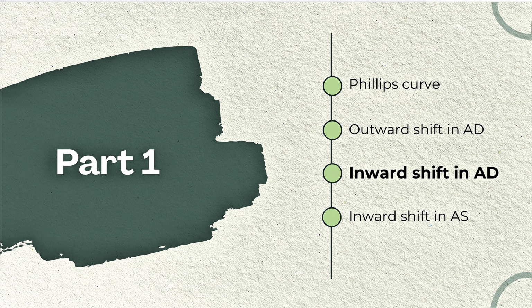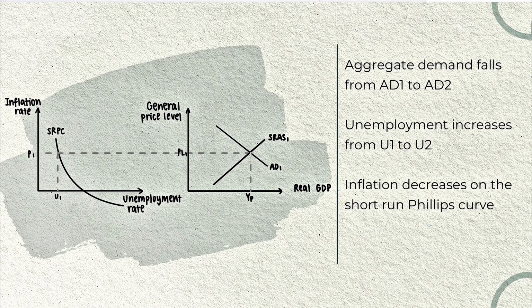Moving on to the inward shift of the aggregate demand. As aggregate demand falls from AD1 to AD2, unemployment increases from U1 to U2, and according to the short-run Phillips curve, prices or inflation decrease from P1 to P2.